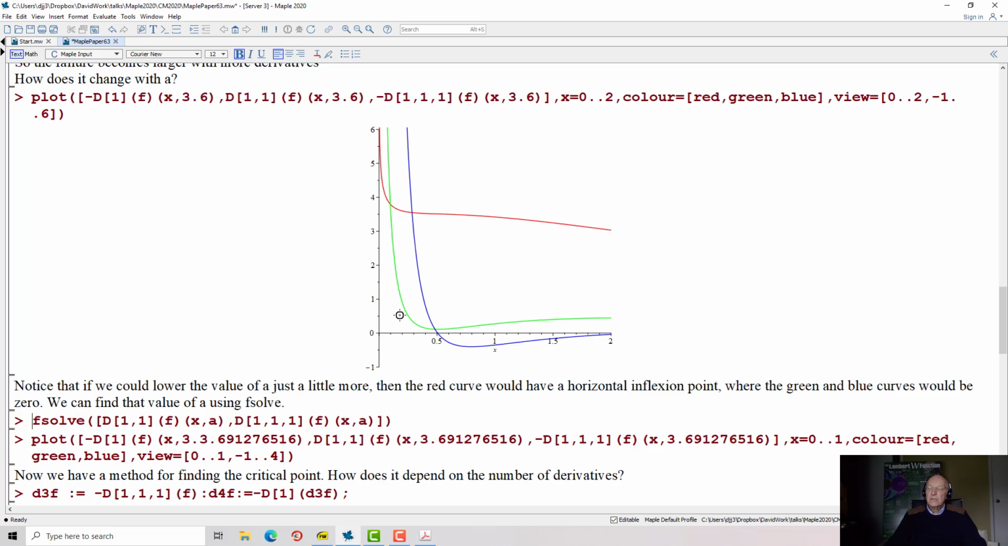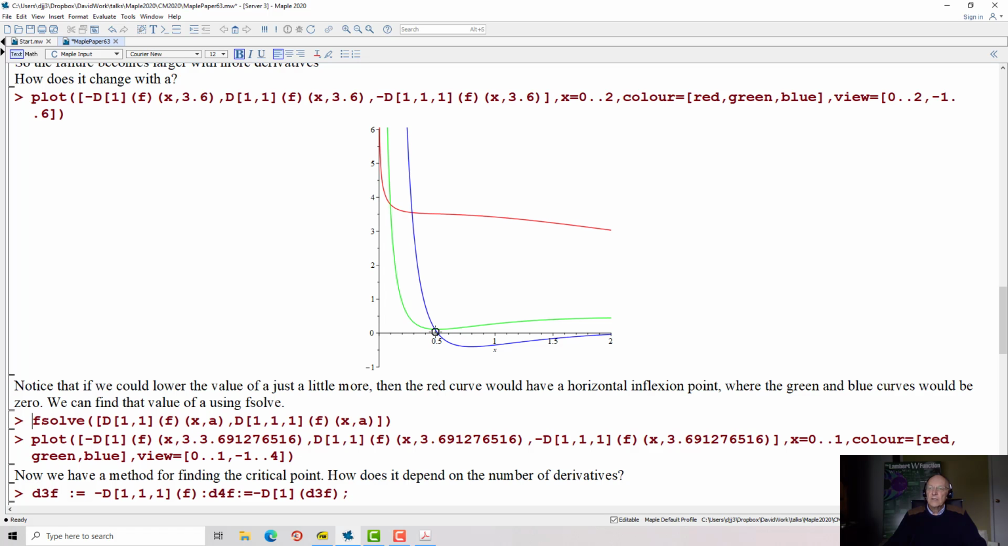Also, we notice that when a equals 4, the green curve goes slightly below the axis. At 3.6, it's slightly above. So presumably there is a value of a between 3.6 and 4 when the green curve will just touch the axis. And according to our understanding, that point where it touches the axis will coincide with the point where the blue curve crosses the axis. In other words, they will both be 0 at the same point. Can we find that point?